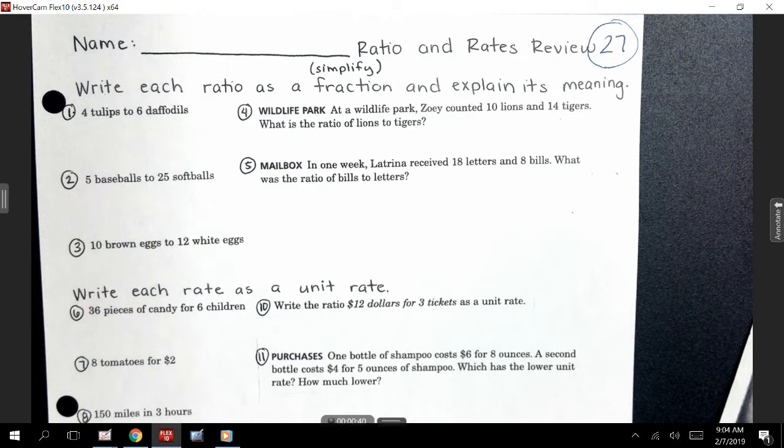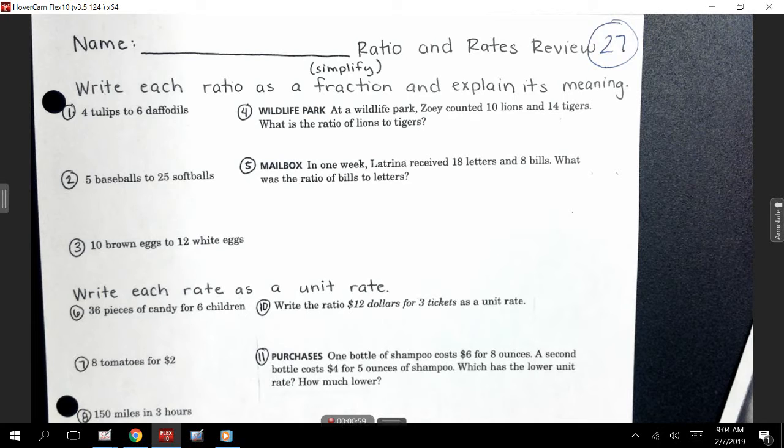Guys, I want us to start with this first part. It says, write each ratio as a fraction and explain its meaning. This is going all the way back to Monday. And what I've seen is when we're doing this ratio, a lot of people are wanting to treat it like a rate. So I want us to be really careful, and I want us to set up and work number one together so we kind of know what it should look like.